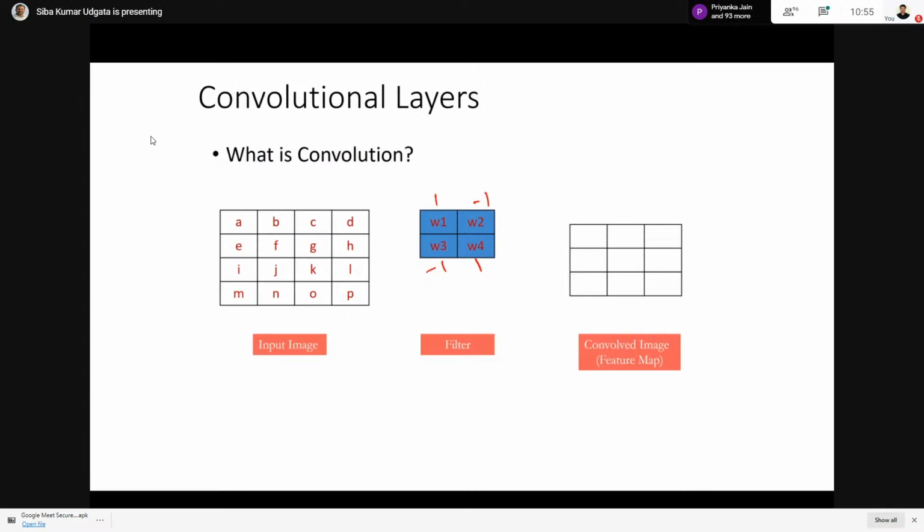How do I calculate it? This A, B, E, F, I take 2 by 2 because this is 2 by 2. And then you multiply this with this.